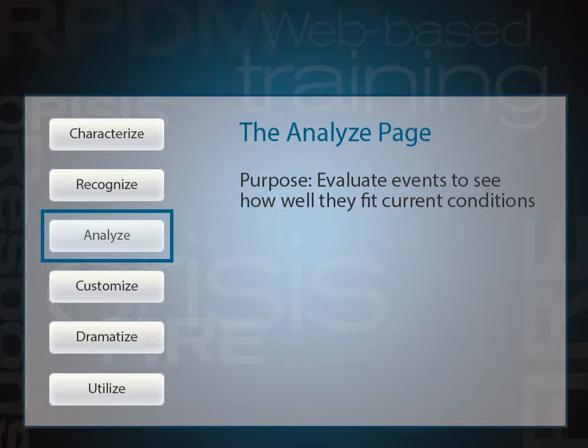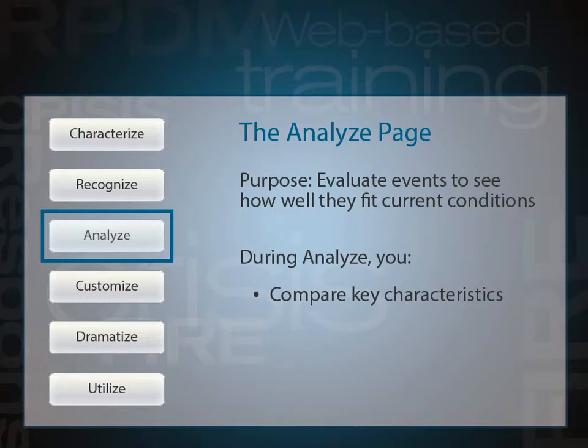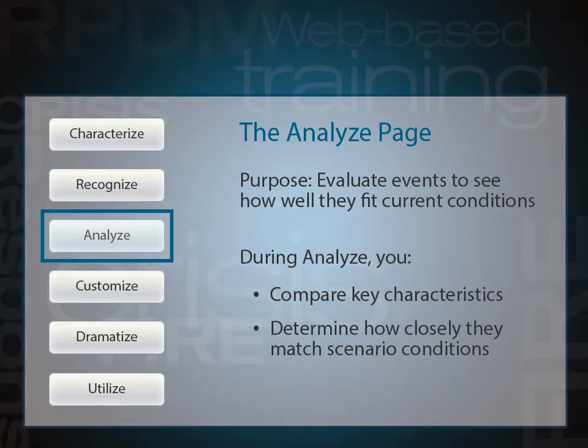In AlphaACT Fire, the top 3 events identified by the system on the Recognize page are carried to the Analyze page, where you can compare their key characteristics and determine how closely they match the conditions of the scenario you're working on. At the conclusion of this step, you pick one of the events to use as the basis of your decision.